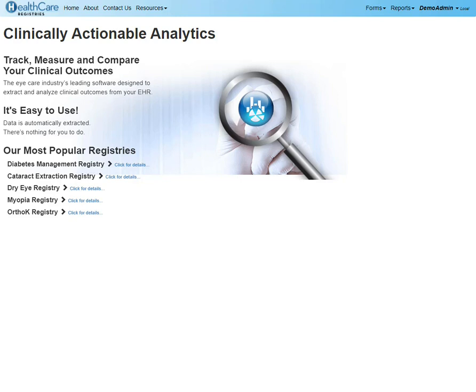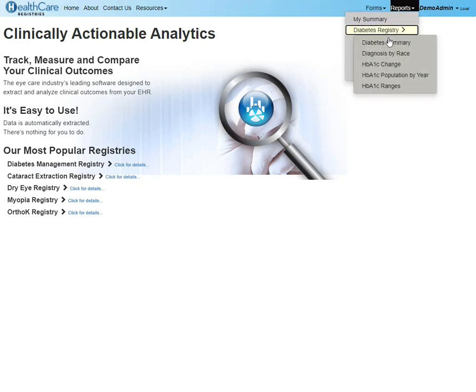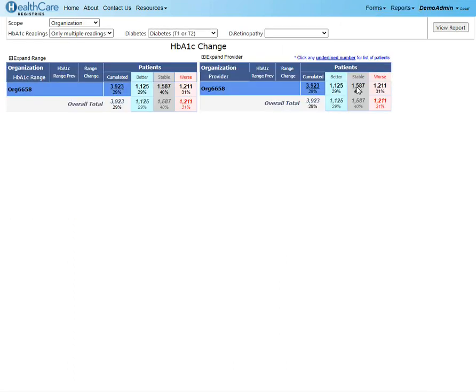I'm on the home page of Healthcare Registries, and I'm going to go to the diabetes registry, and I'm going to look at HbA1c change over time. At this first level of analytics, you can see that out of the 3,923 patients in this particular organization, 1,125, the A1C has improved between their previous visit and the most current visit. About 1,500 have stayed stable, and about 1,200 have gotten worse.